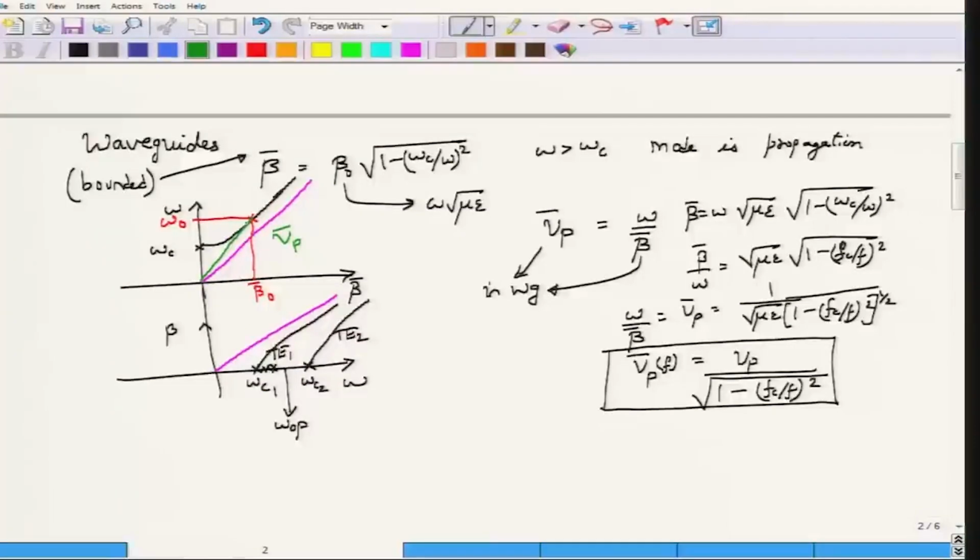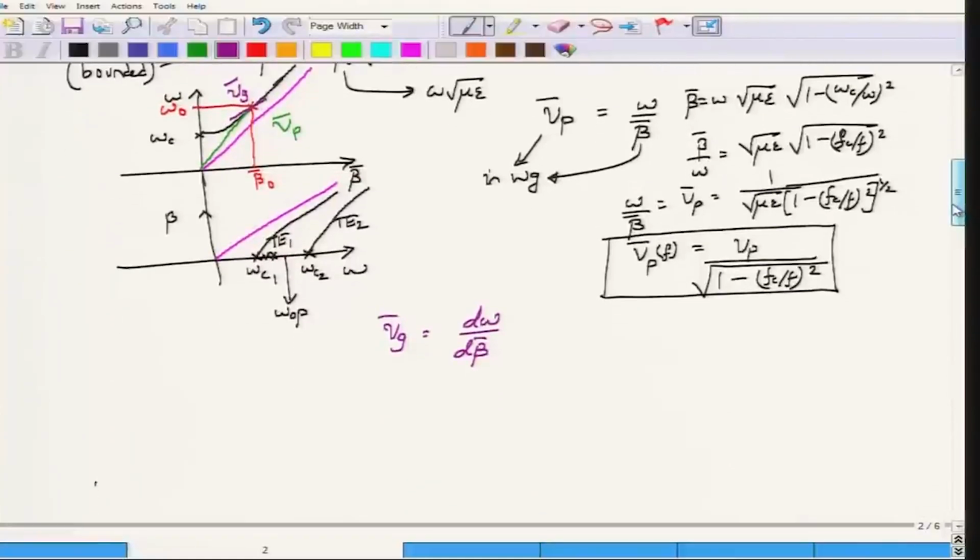However, the actual relation between omega by beta, if I look at the local slope here, that would be different, and that local slope, if I were to find out by drawing a short line here and then taking the slope of this one, that will give me what is called the group velocity V g. So, group velocity V g bar is given by d omega by d beta bar. Okay. Why is that relationship? Let us actually look at this case.